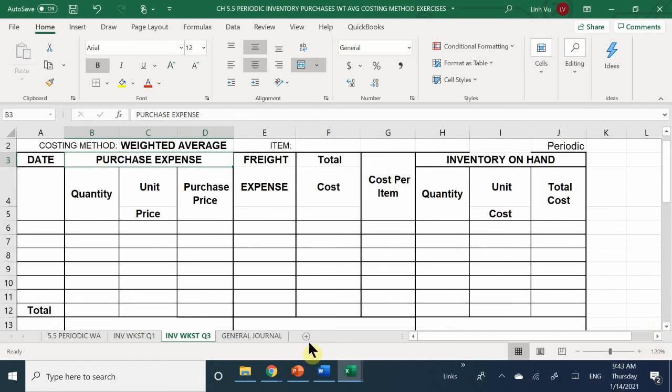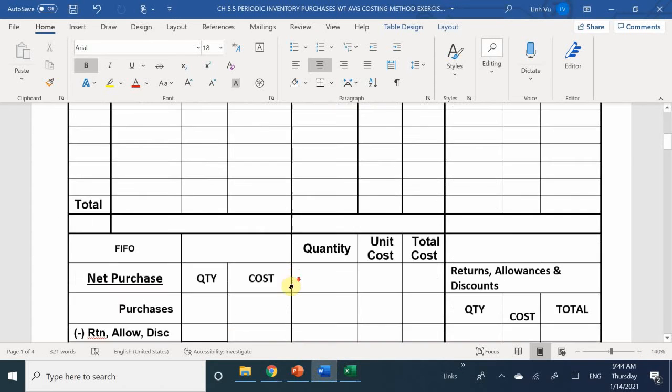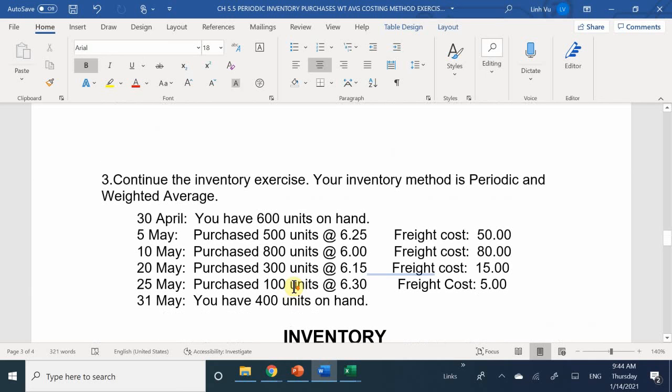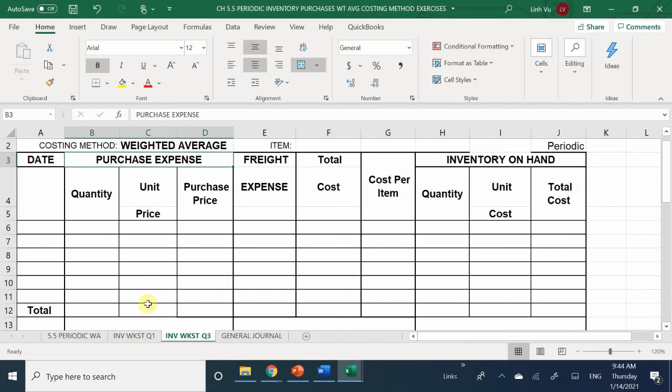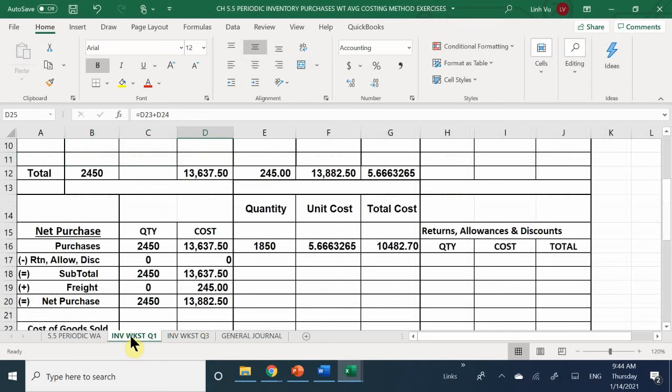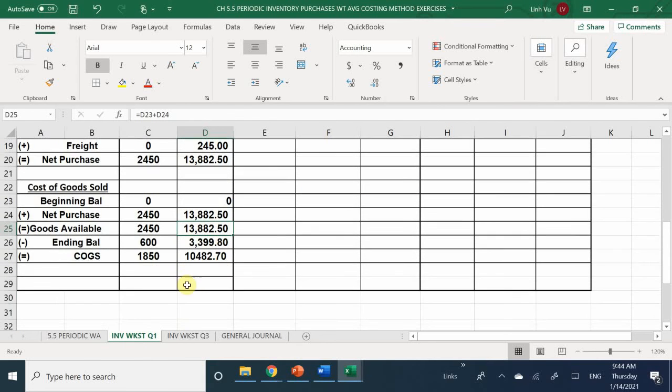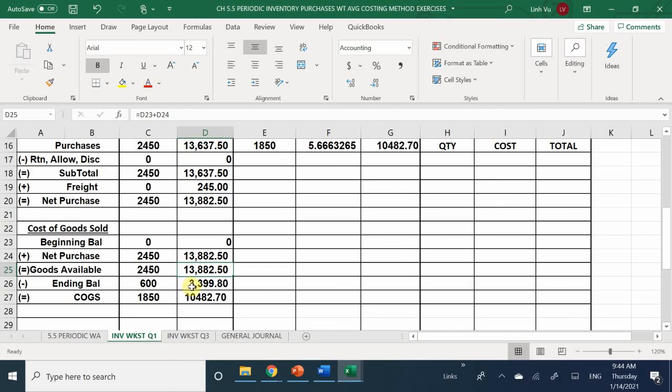So now we're going to be looking at something that has beginning inventory, right? So the next question here is we're going to be continuing the inventory by having a beginning inventory. So on April 30th, you have a grand total of 600 units on hand. Now, this is what I was also discussing, now that we have an average cost. So in our problem here, we know that at the end of the day, this is what happened. We know that this is the $3,399.80 for the remaining items of the 600 items.